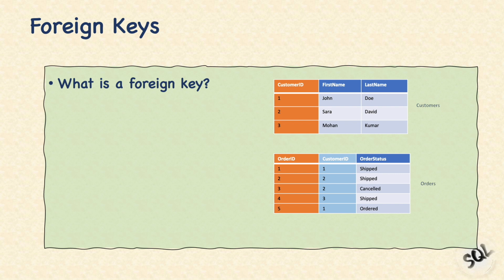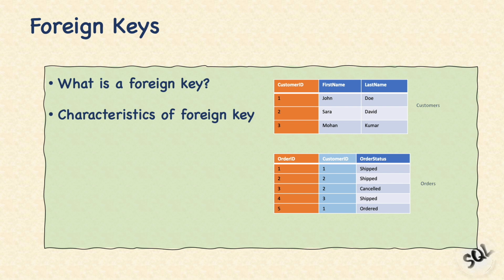Maybe it will be easy to understand with an example. Let's say we have two tables, customers and orders. The customers table contains information about customers and the orders table tracks the orders made by each customer. We use foreign keys to link these two tables. The field customer ID was the primary key in the customers table, but in the orders table the field customer ID is the foreign key. This ensures that every order in the orders table belongs to a valid customer in the customers table.